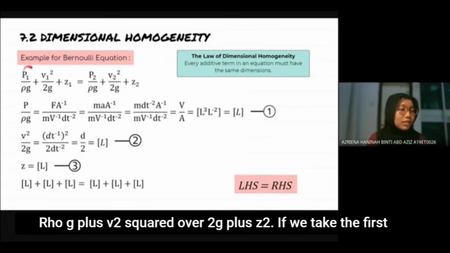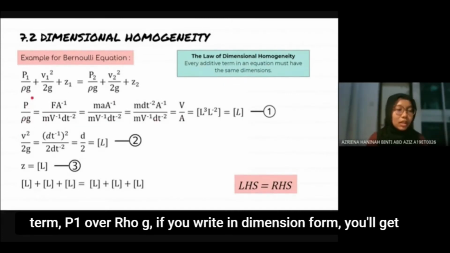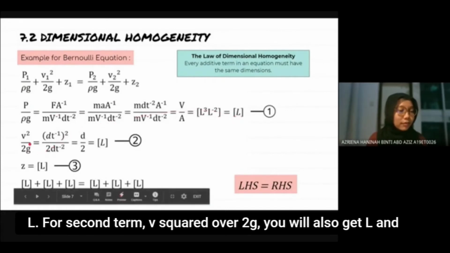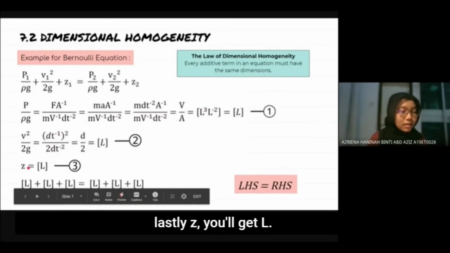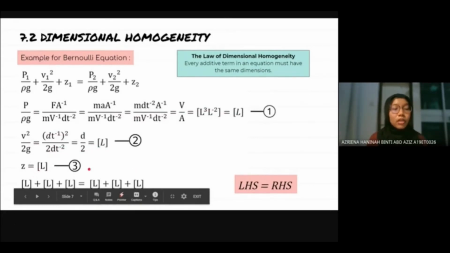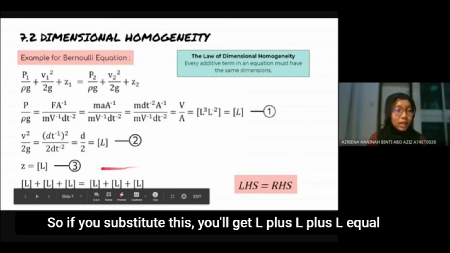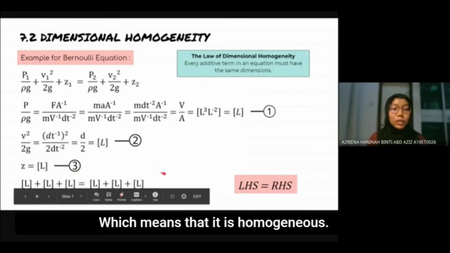If you take the first term, P1 over rho g, if you write it in dimension form, you'll get L. For the second term, V squared over 2g, you also get L. And lastly, Z, you'll get L. So if you substitute this, you'll get L plus L plus L equals L plus L plus L, which means that it is homogeneous.